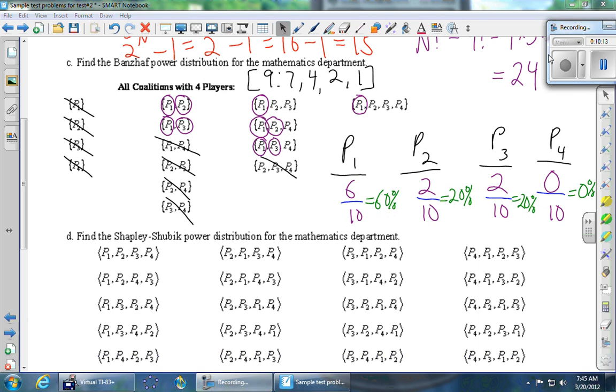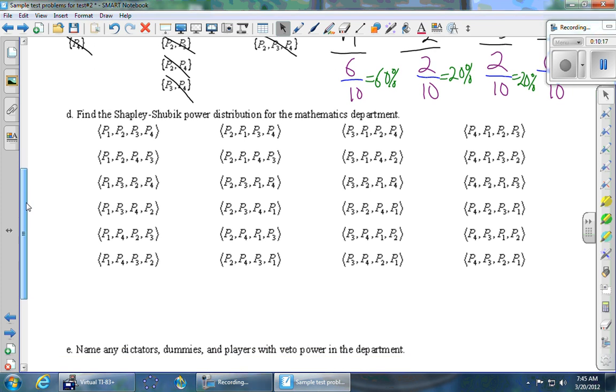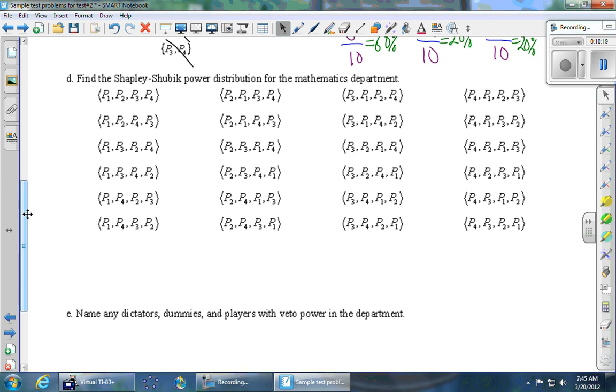Let's move on to part D. Find the Shapley-Shubik power distribution for the mathematics department. Again, I've copied and pasted something from the first page of your packet. On the test, I think I would probably just give this to you as part of the test itself.